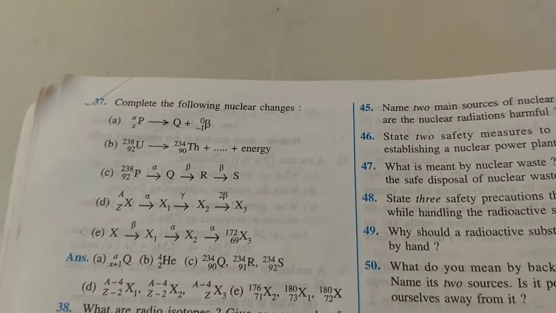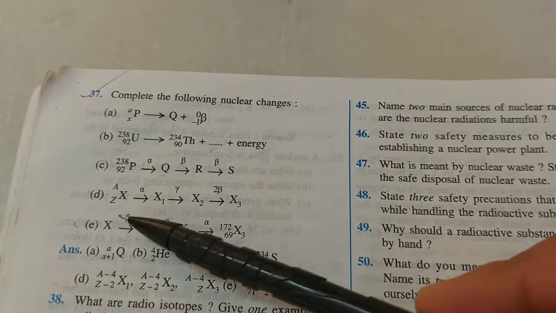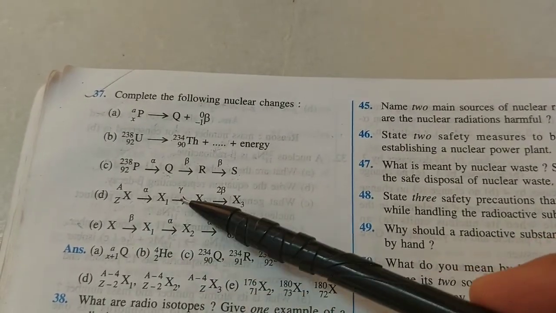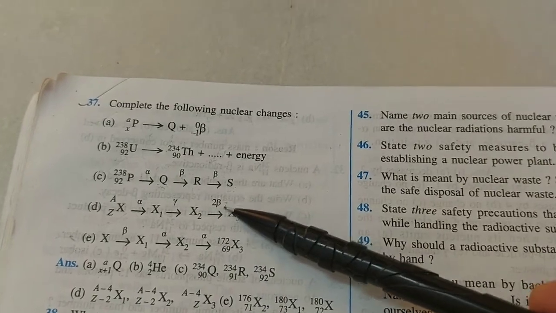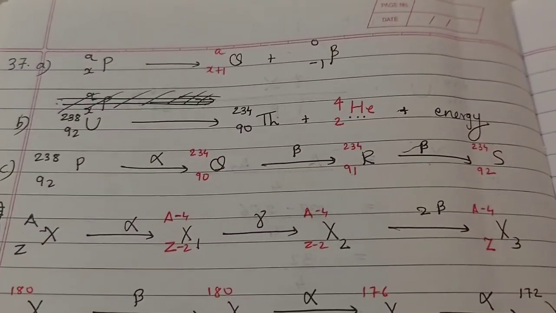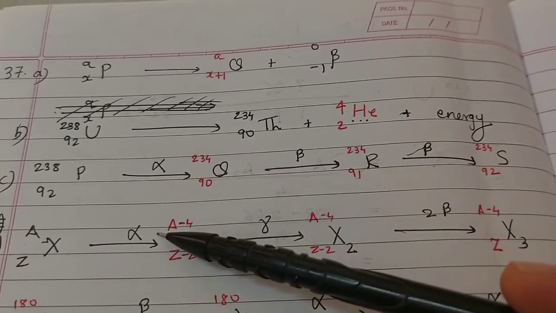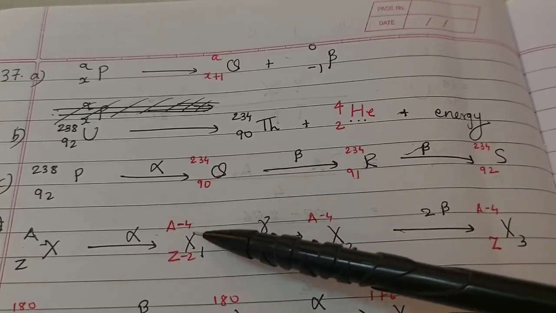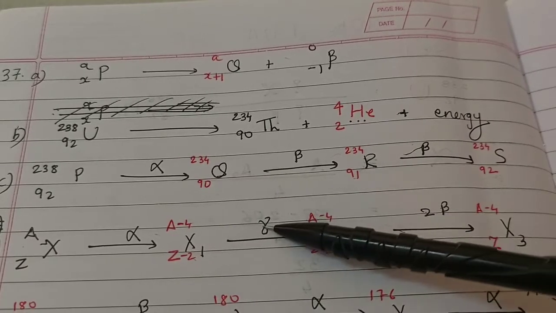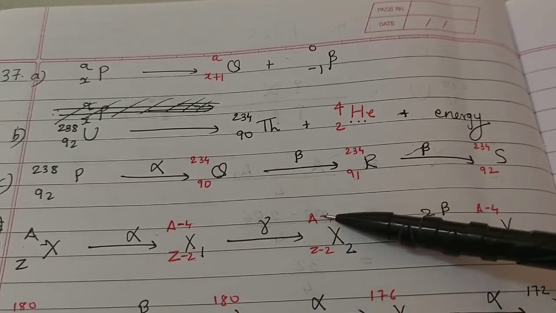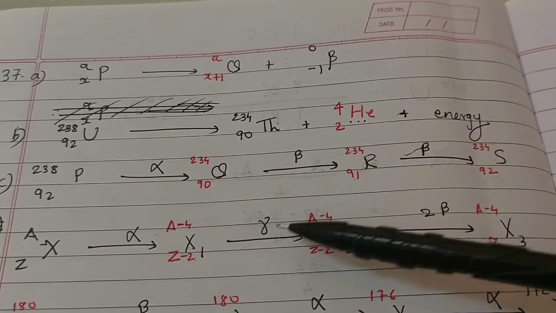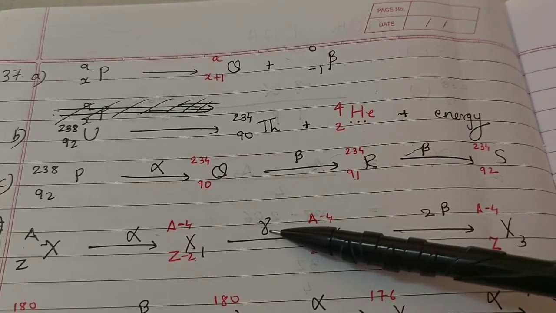Next question is the Delta one. So alpha is released, gamma is released, and 2 beta particles are released. So let's understand step by step what will be the atomic mass numbers and the atomic numbers. Whenever alpha is released, the atomic mass decreases by 4 and the atomic number decreases by 2. When gamma is released, there is no change in atomic mass number or atomic number because gamma is pure energy. No particle is being released here.